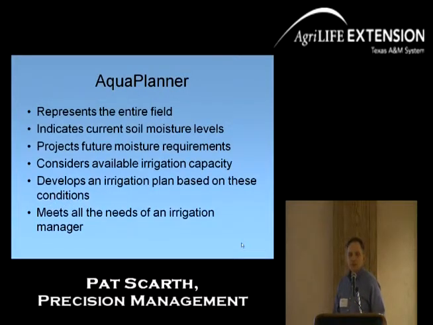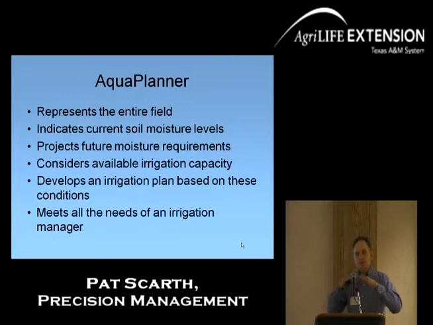The Aqua Planner represents the entire field, and not just a particular point in the field. It indicates the current soil moisture levels, and it projects the future requirements for that field. And it does all this taking into consideration what your sprinkler capacity is, and it develops an irrigation plan based on these conditions.